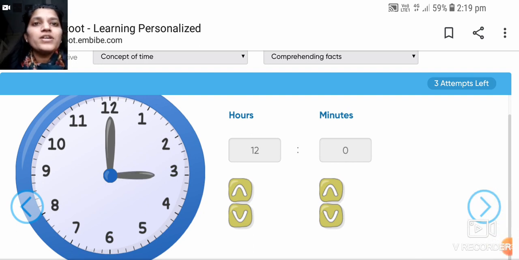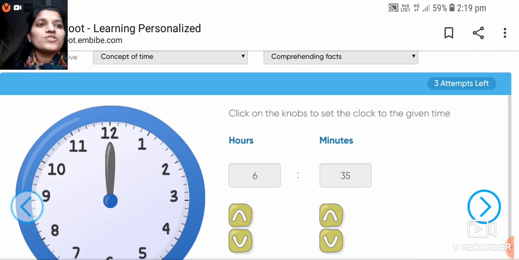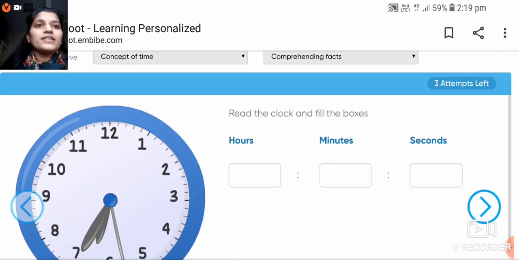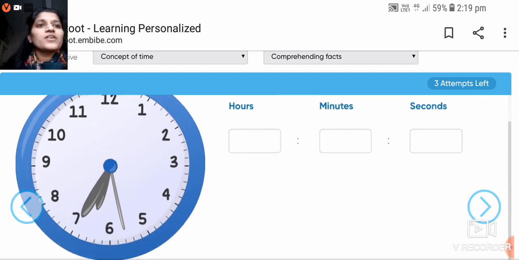So students, now here clock is there, and knob means this green color. With the help of these green knobs you can set the given time, even you can set the hours, and even you can set the minutes also, like that. So you are going to solve this question like this. Read the clock and fill the boxes. So students, here also we can solve.